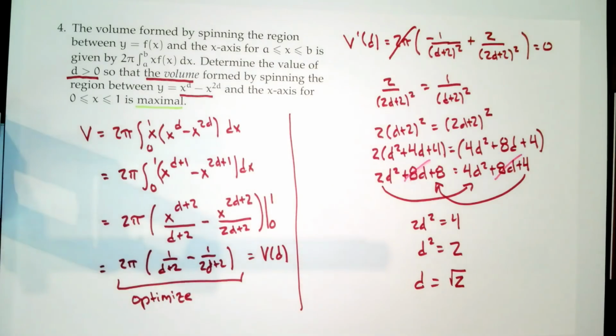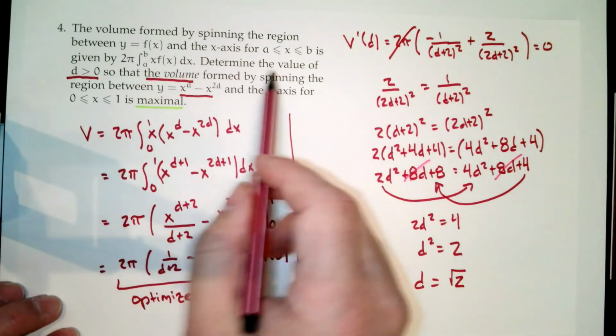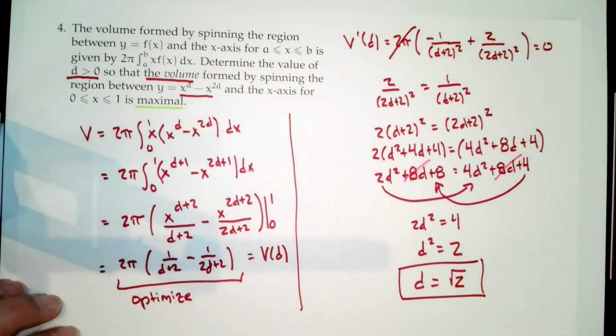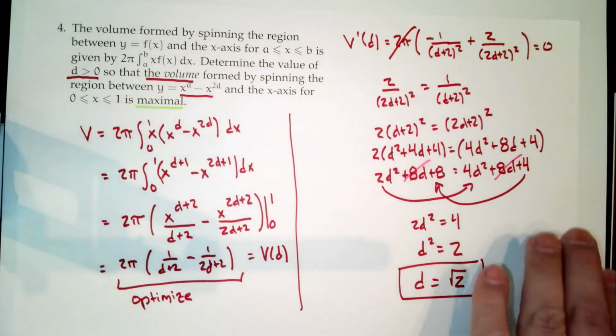Now, is this our answer? You always have to be careful with optimization problems, because the optimization problems usually say you have to optimize and then you have to find something. Sometimes it'll say find the parameter, or sometimes it'll say find the value, so for example, find the volume. Or sometimes it'll say something else. In our case, it said determine D. So D is the answer, and so we're done. D equals square root of 2. Fun problem. Good times.